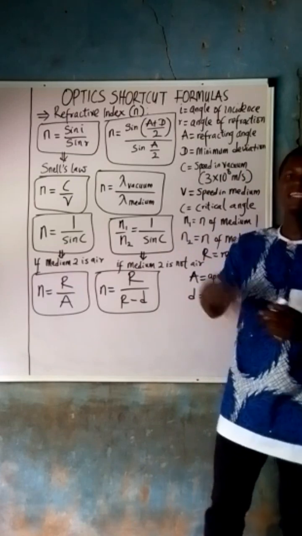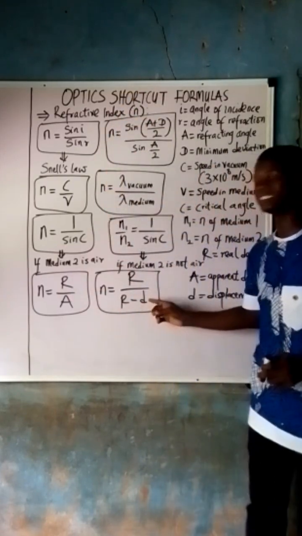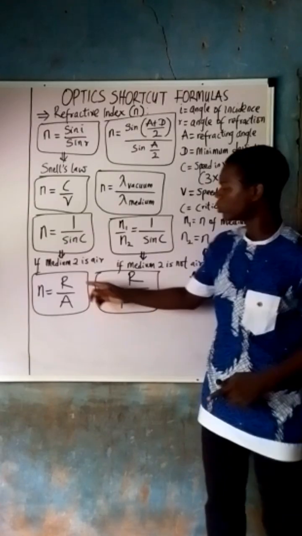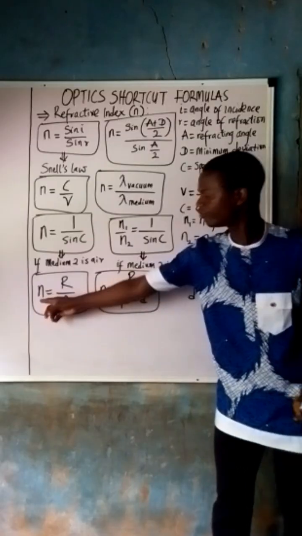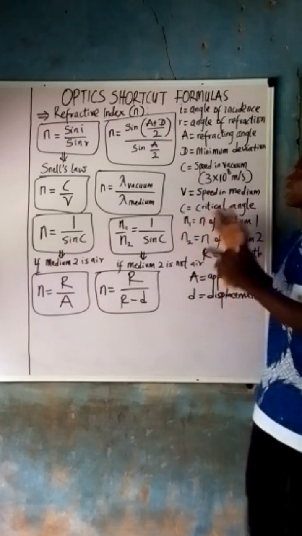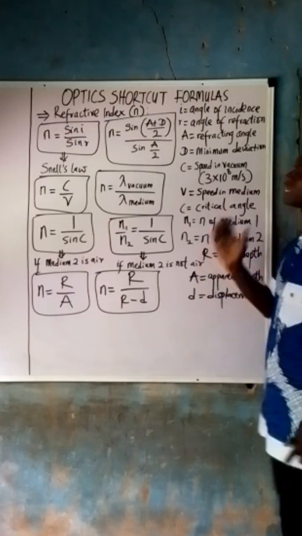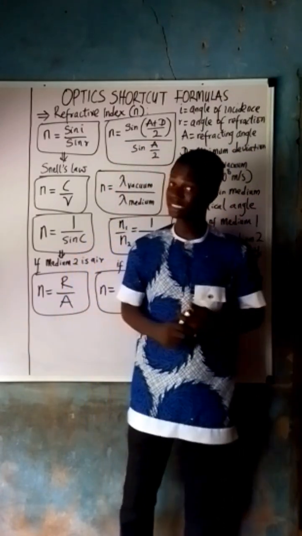But if I said the object is displaced by, that is displacement. The value that follows will be for your displacement. Mind you, they will give you the real depth. So either way you can get your refractive index. Now guys, take note of all these important formulas. You can take a screenshot. These are the important formulas that apply to finding refractive index.